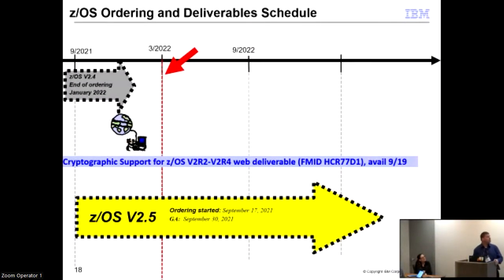Okay, ordering. z/OS 2.4 stopped being available for ordering in January of 2022. z/OS 2.5 ordering started on September 17th of 2021. We GA'd 2.5 on September 30th of 2021.